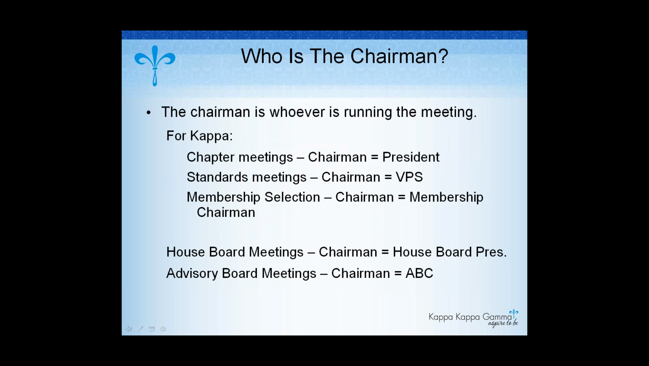Standards meetings, the chairman is the vice president of standards. Membership selection, the chairman is usually the membership chairman. House board meetings, it's the House board president, and advisory board meetings, it's usually the ABC, the advisory board chairman. The reason for this is with Robert's rules, it's the chairman who basically keeps the meeting moving and running efficiently. And it's the chairman who truly needs to understand the workings of parliamentary procedure.